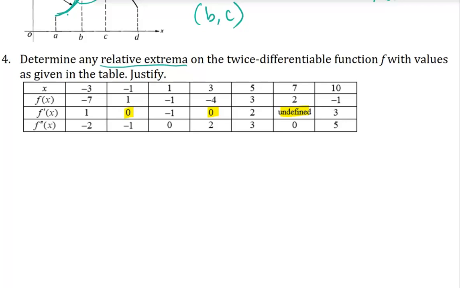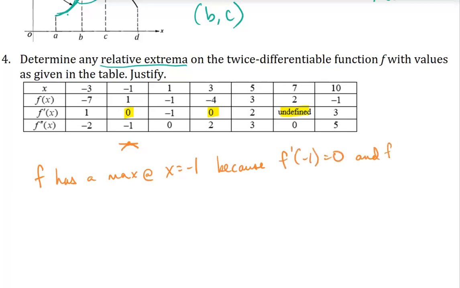All right. So at x equals -1, my first derivative is 0. My second derivative is negative. That means I have a horizontal tangent and I have a concave down function. That means I have a max. Okay, so f has a max at x equals -1 because f prime of -1 equals 0 and f double prime of -1 is less than 0.